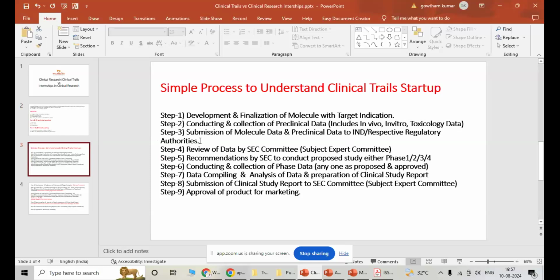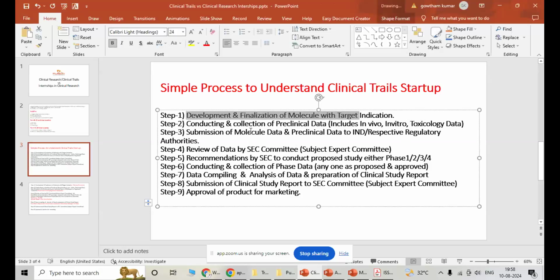So after submission of this entire data, there is a subject expert committee, known as SEC. There is a set of members with mixed qualifications like MD Pharmacology. If the molecule is related to derma, there will be a derma doctor, and if the molecule is related to onco, there will be an oncologist. So the regulatory authority will allot an SEC committee, and they will review all this data.